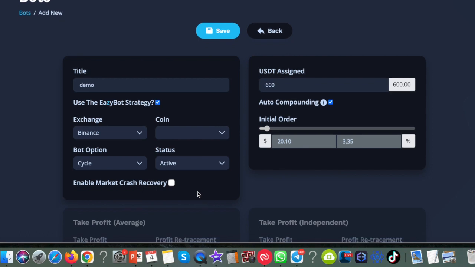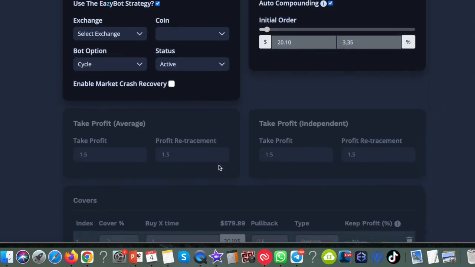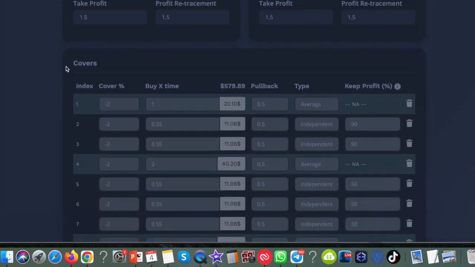But it doesn't stop there. What else have they done? So if we come down to here, now they call their trades covers. So when you start your bot, the very first time it makes the first trade, it enters the market. Then it's got to wait to see what happens. Will the price go up or will the price go down?